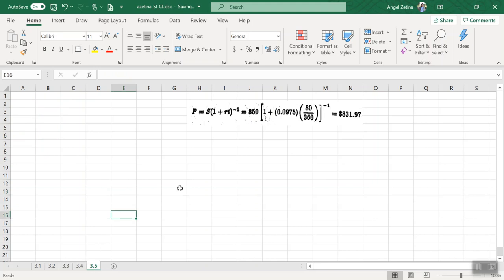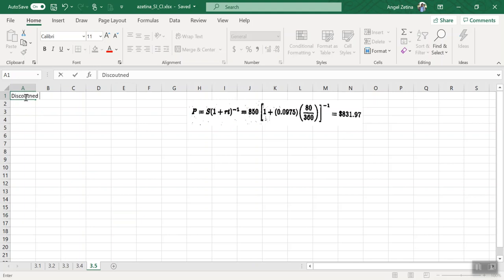For the 3.5, we're looking for the discounted value or the present value. The question reads: 80 days after borrowing money, a person pays back exactly $850. How much was borrowed if the $850 payment includes principal and simple interest at 9 3/4%? Since the question reads that the 850 includes principal and simple interest, that implies that that is the accumulated value. So in order to get the discounted value, we need to use the discounted value formula as given. So here we are finding the discounted value.